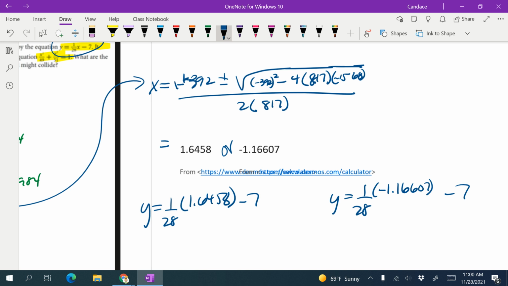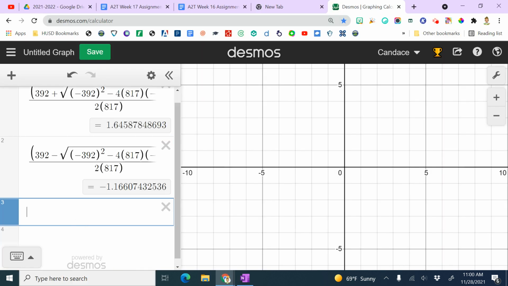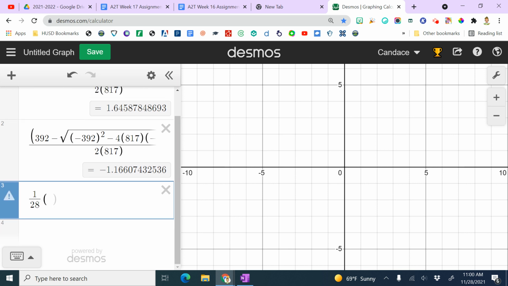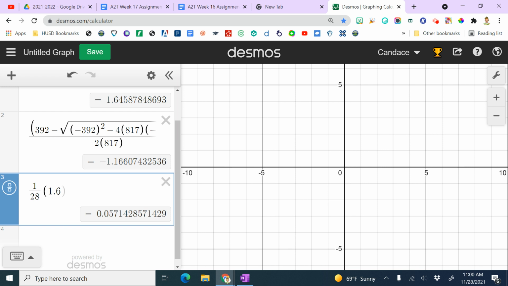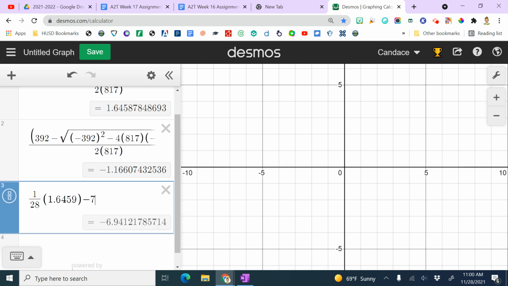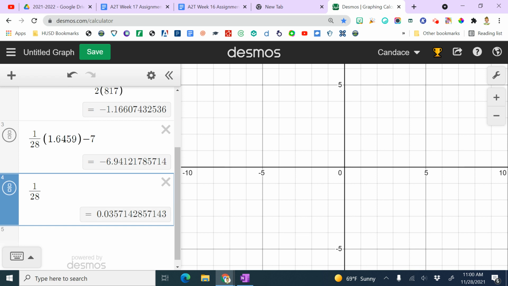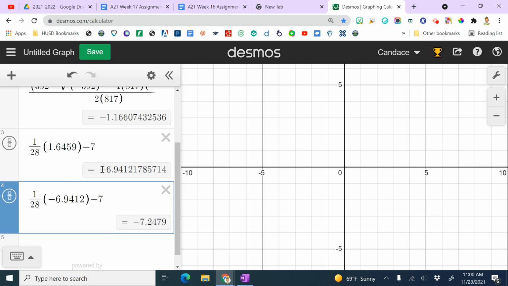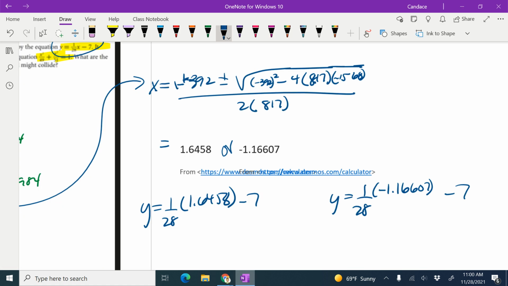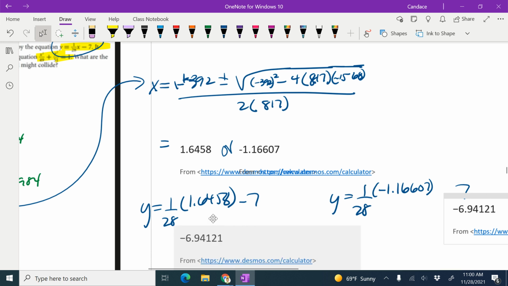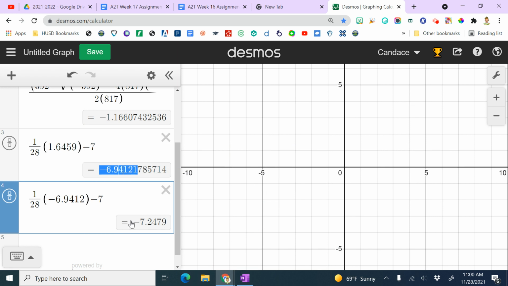All right, so let's put those values into Desmos and get our numbers. So it's 1 over 28, and it was 1.6459, I guess we'll round there, minus 7. So there's one of my values, and then I've got 1 over 28 times negative 6.9412, I guess, and then minus 7. So there's my other value. So these are my two values that I want. This one comes over here, and then this one is my other one.